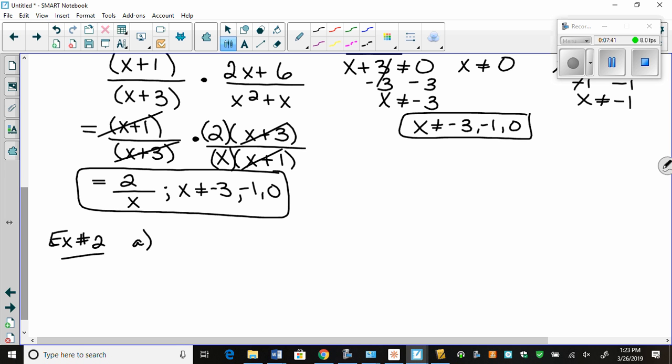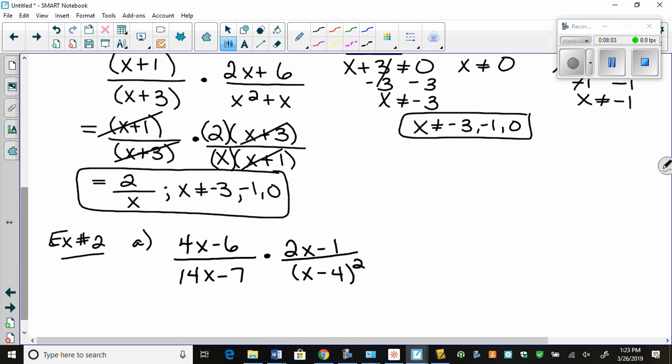So it says simplify the following, state the non-permissible values as restrictions of the values of x. So we have 4x minus 6 over 14x minus 7 times 2x minus 1 over x minus 4 squared. Okay, so what do we do? Simplify as much as I can.